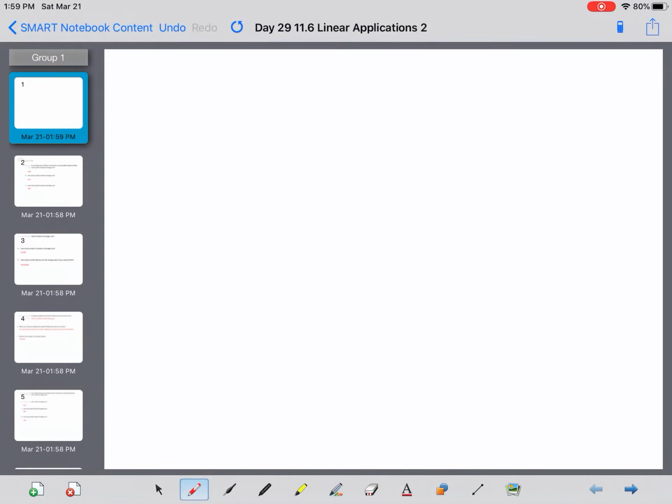Hi team, today we're going to work on linear applications. This is a really cool day because you're actually going to put all the pieces together, and hopefully at the end of today's lesson you can really start thinking about where you might see these in your everyday life.